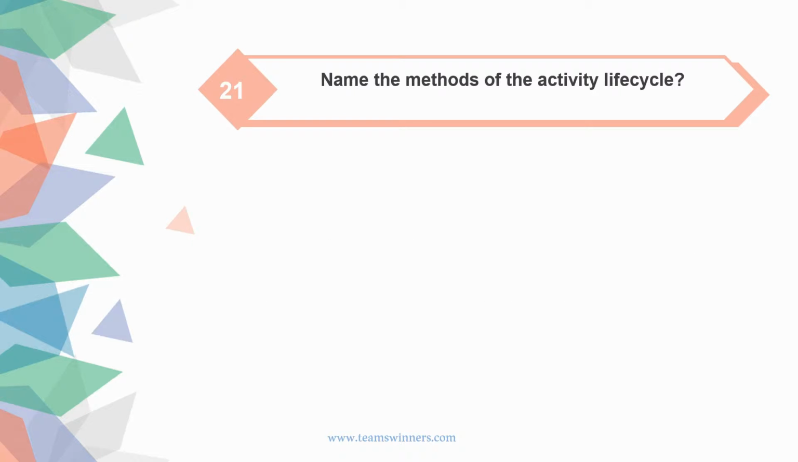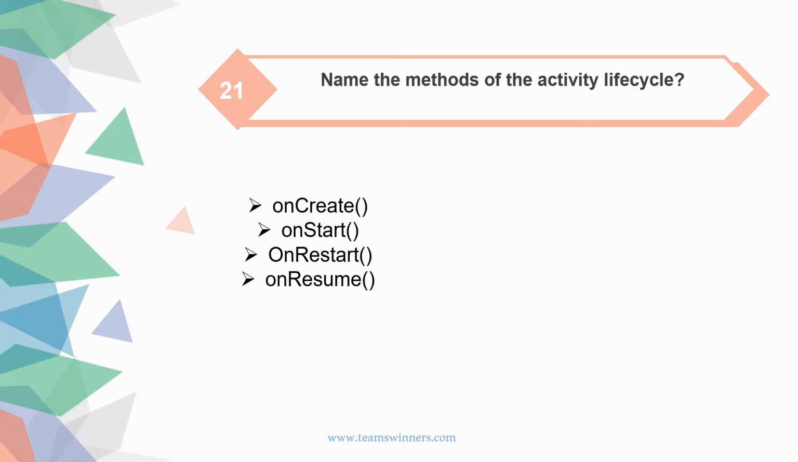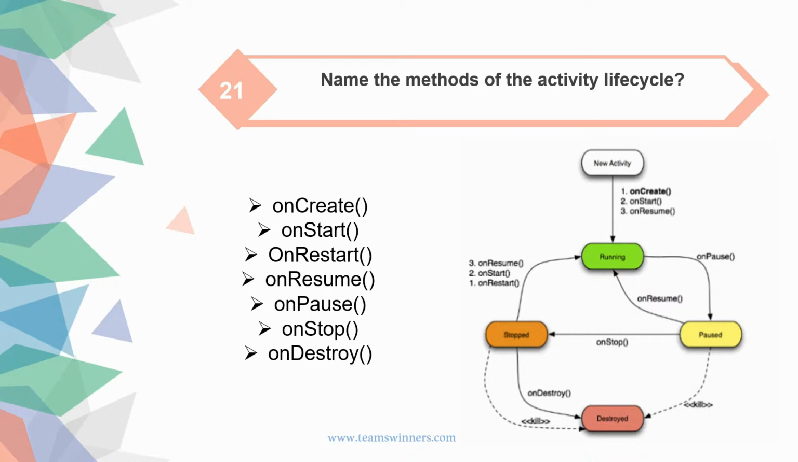Name the methods of the activity lifecycle. onCreate, onStart, onRestart, onResume, onPause, onStop, and finally onDestroy. And that's the graph of the lifecycle for the activity.